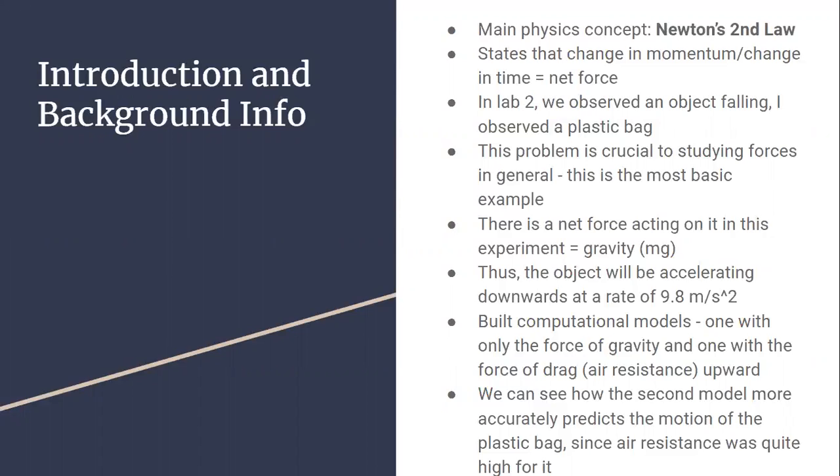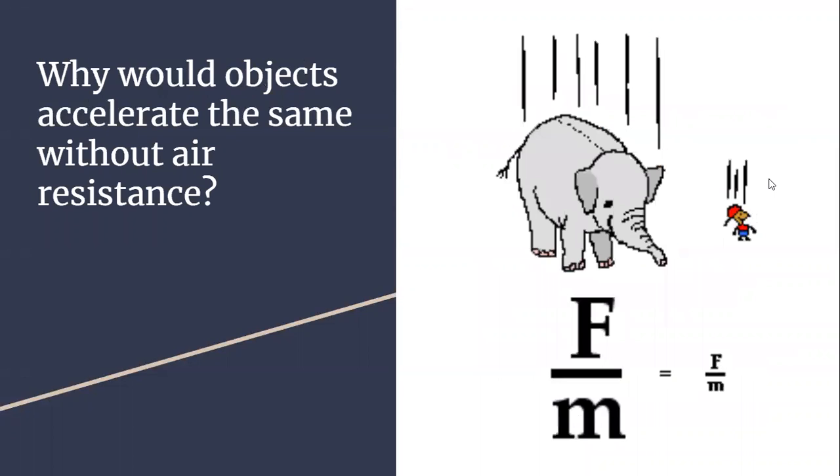So this object, since it's falling downward, it should be accelerating at a rate of 9.8 meters per second squared. And we built computational models, one with only the force of gravity and one with the force of drag upward as well. And we can observe how the second model more accurately predicts the motion of the plastic bag, since air resistance is actually quite high for the plastic bag. So here's a demonstration of Newton's second law. We can see how the elephant and the small object on the right can accelerate downward at the same exact rate with no air resistance, since their proportionality of force to mass ends up being the same.